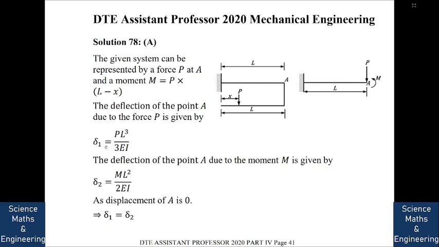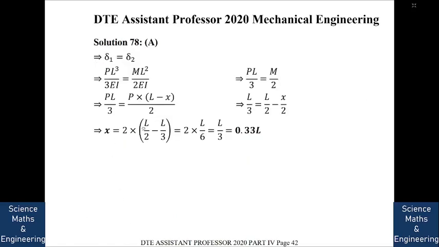Now because of this force, delta 1 is equal to PL cubed divided by 3EI, and because of this moment, the deflection would be delta 2 is equal to ML squared divided by 2EI. Now these two have to balance each other so that the displacement of A is 0. So delta 1 is equal to delta 2. So we have PL cubed divided by 3EI is equal to M into L squared divided by 2EI. EI gets cancelled, and of L cubed and L squared, L squared gets cancelled. Here only PL remains, so PL by 3 is equal to M by 2 only. Now what is M? M is P into L minus x. From here we can get x is equal to 0.33 L.